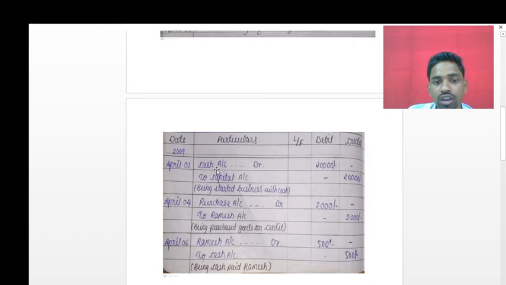So this is the short explanation, the summary of this transaction: started business with cash, and the narration starts with the word "being". Like this we have to pass the journal entries.